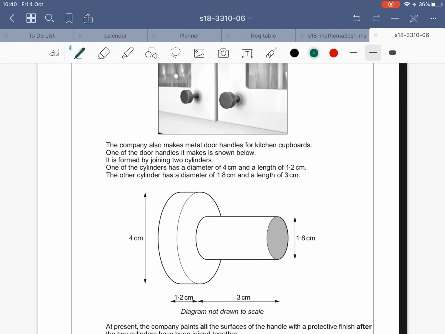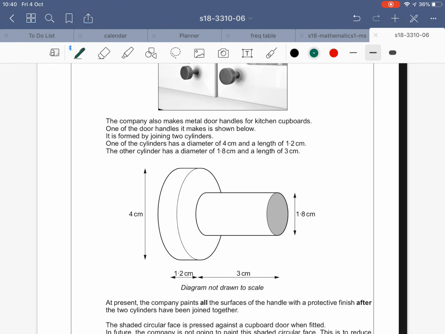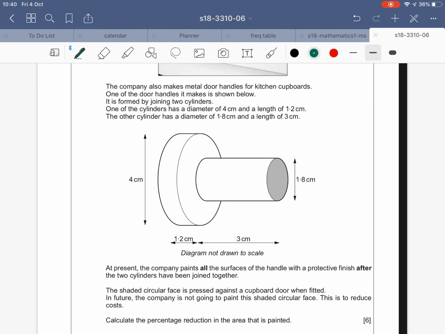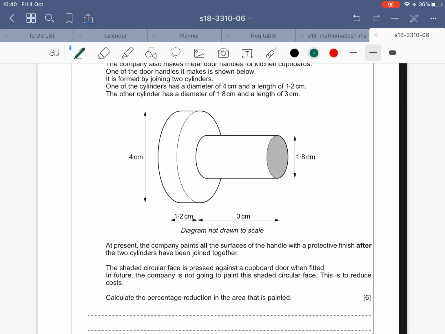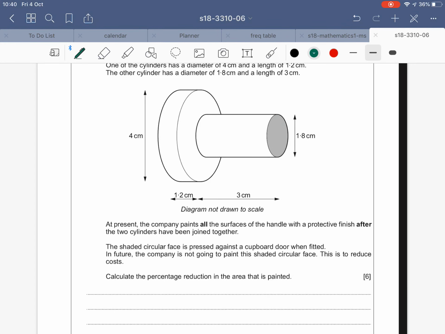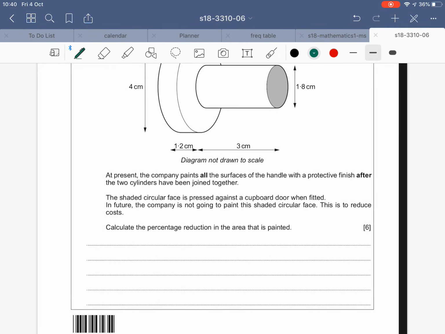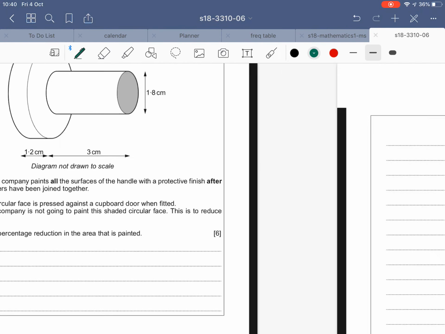Part B. The company also makes metal door handles for kitchen cupboards. One of the door handles is shown below. It's formed by joining 2 cylinders. One of the cylinders has a diameter of 4, length of 1.2, that's on there. The other cylinder has a diameter of 1.8, that's on there, and the length of 3, that's also on the picture. It's not a lot of room.